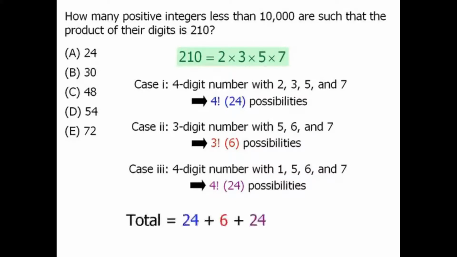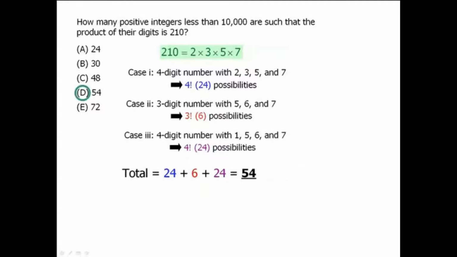So altogether, we need to add the number of possibilities from each of our three cases. When we do so, we get 54 different numbers. So our answer here is D.